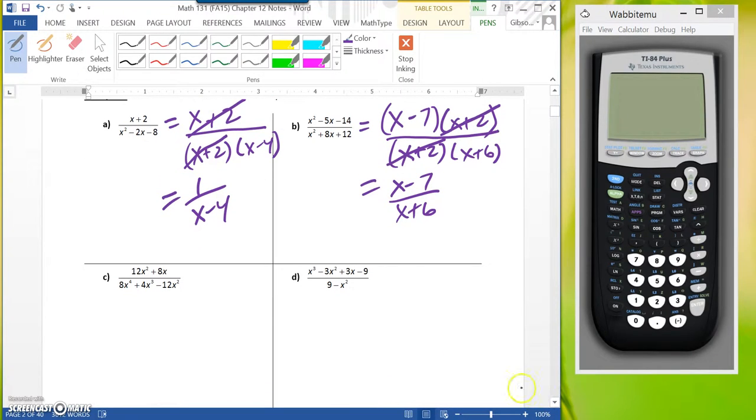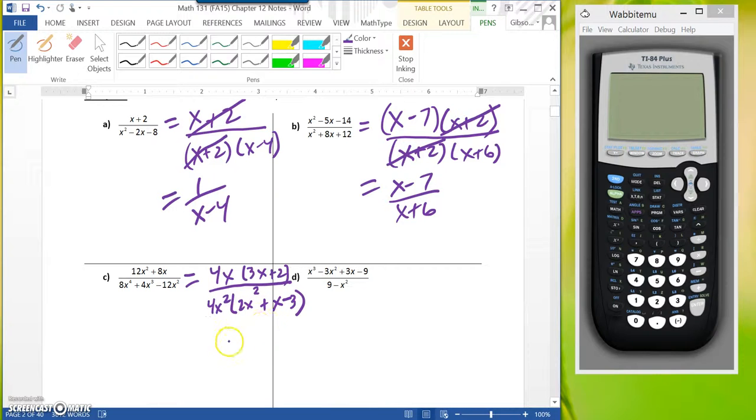Now we go here to c. Now we look here in our numerator, we can factor out a 4x, and that will leave us 3x plus 2. That's our numerator. Now in our denominator, we can factor out a 4x squared, and then in parentheses, we have 2x squared plus x minus 3.